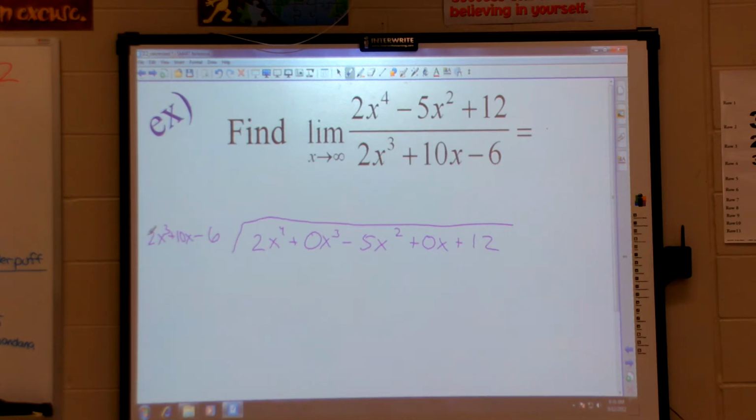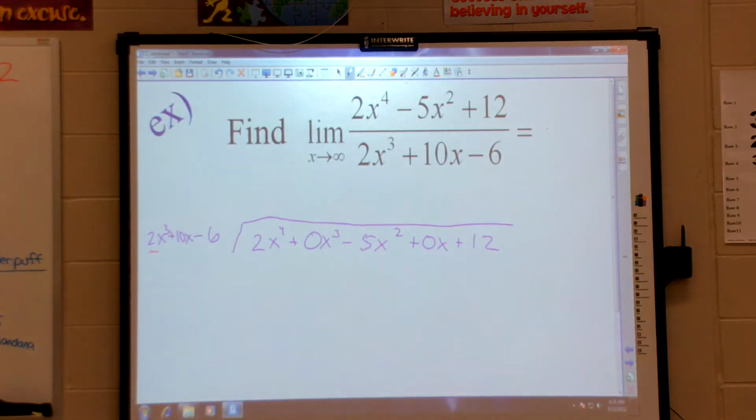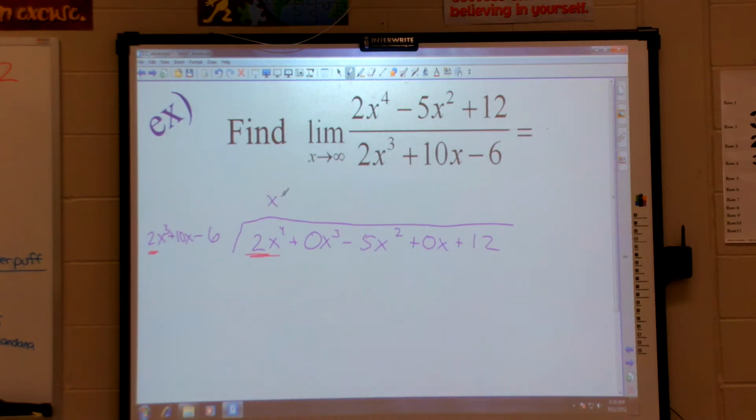Okay. So, what do I do to 2x cubed to get 2x to the 4th? Multiply by x. I need an x. So, remember, you multiply each one by that. So, I have 2x to the 4th, 10x squared, so make sure you line it up under the 10x squared, minus 6x. Right? Now remember, you're subtracting all that.